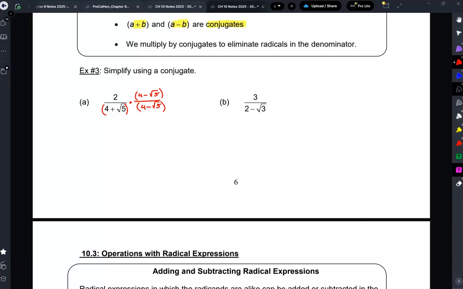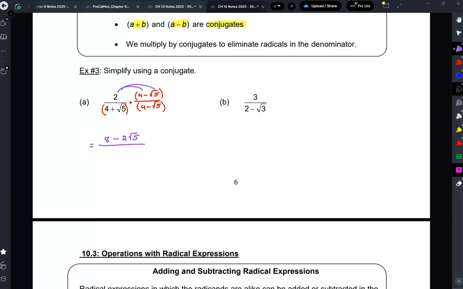Okay, this is heavy stuff we're doing here. So now here's what we're going to do. Now we're going to simplify this. In the numerator, we distribute. So I get 2 times 4 is 8 minus 2 times root 5 is 2 root 5.